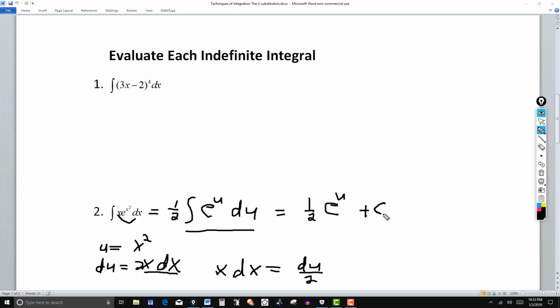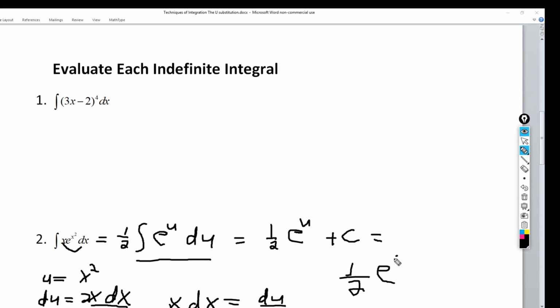Now we just have to make the substitution because the original problem was given with x. So all we're going to say is this is going to equal 1/2 e to the u, but u is x squared, and it's plus a constant.